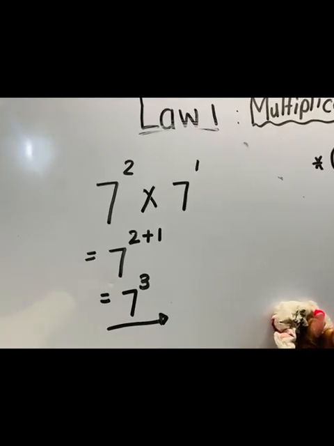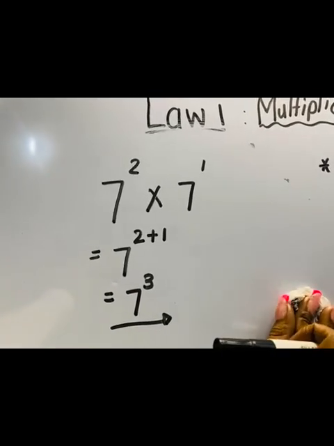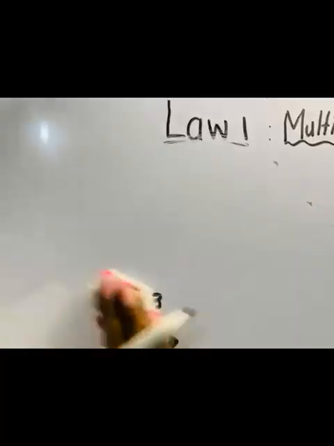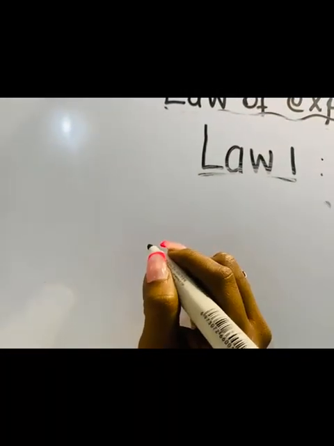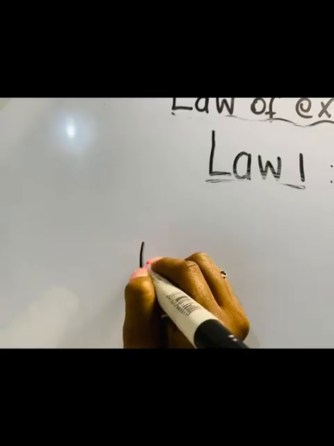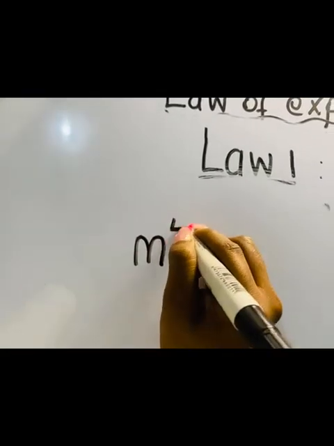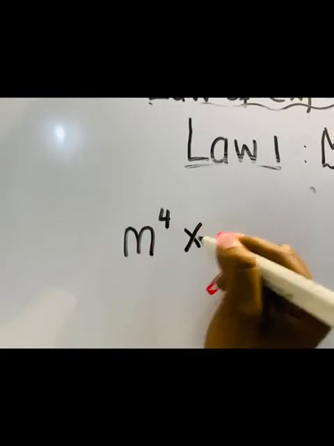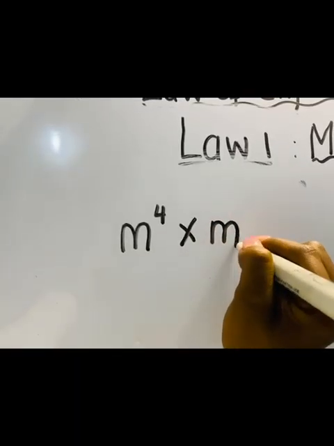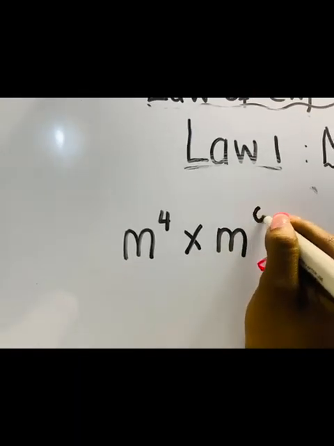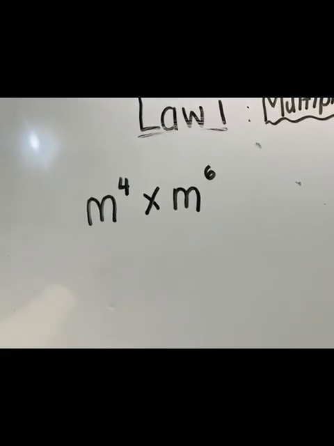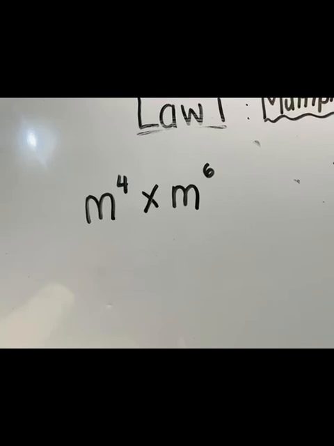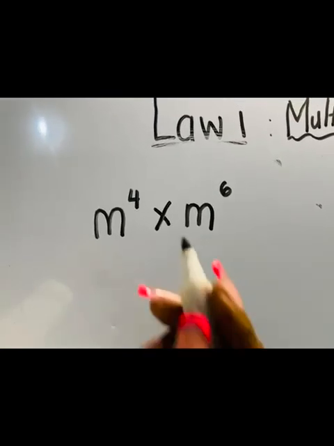Right. Now I'm giving you another 5 seconds and I want you to attempt this. Let's take a variable. Let's make it m. m to the power of 4 multiplied by m to the power of 6. For example, 5 seconds. Do this one. Ding, ding, ding, ding. 5 seconds is up.